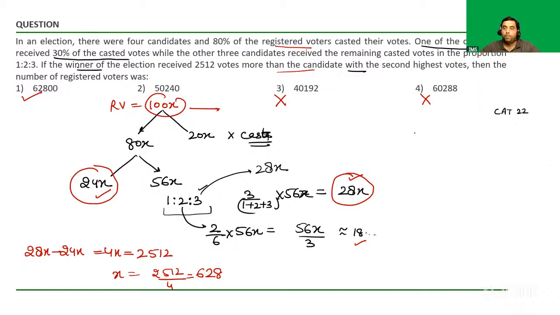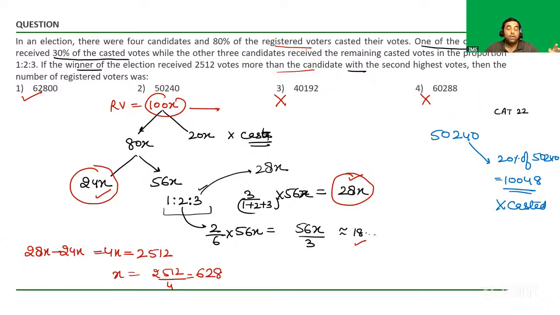So if I, let's say, put up option number 2, which says 50,240. Now, if you look at 50,240, I know 20% of these people have not casted their vote. So if you calculate 20% of this, I know 10% of a number is going to be 5,024 in this case. So 20% is going to be double of that, which is 10,048. So these are the number of people who have not casted their vote.